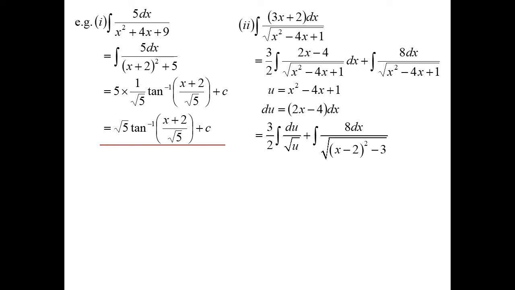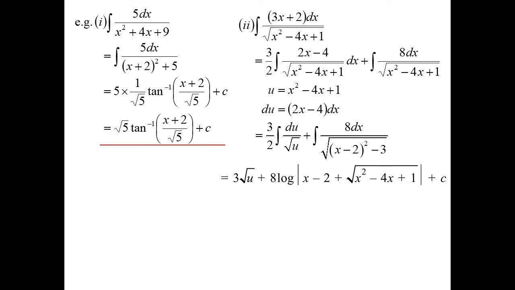The second one, half the coefficient of x is negative 2. Square that, I get 4. But I want plus 1, so I've got to subtract 3. So it's x squared minus a squared. So the square root of x squared minus a squared, that was the log one, wasn't it? So I get 3 root u. I've still got to substitute back in for u, of course.